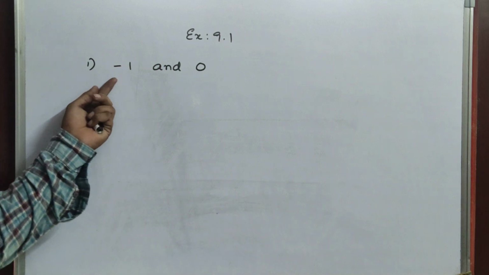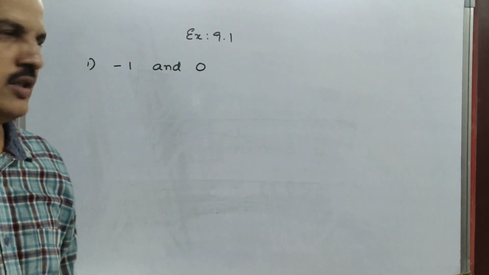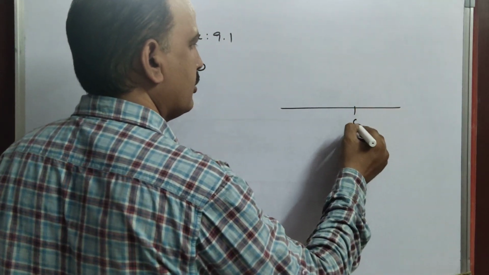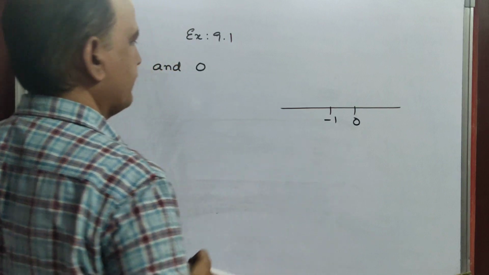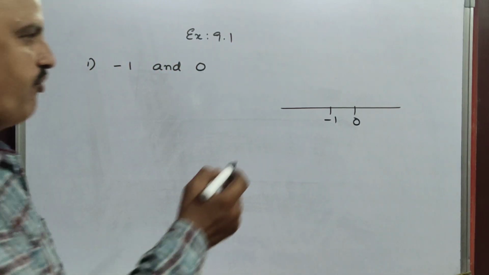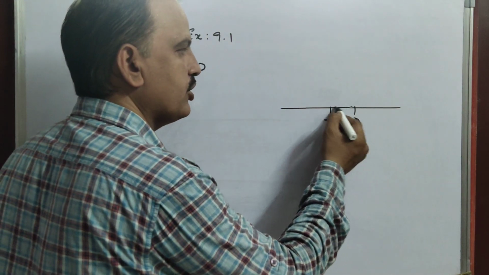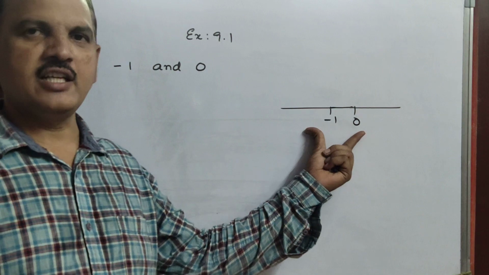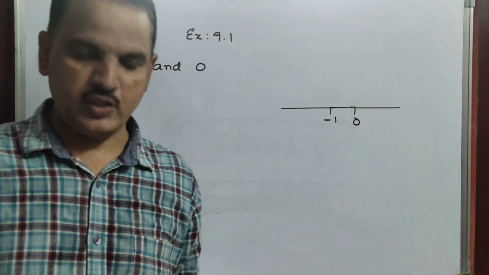How do you have to write minus 1 and 0, children? Here, if you clearly observe the number line, 0 and minus 1. So now it's asking for 5 rational numbers between 0 and minus 1. Okay? The 5 rational numbers between 0 and minus 1.